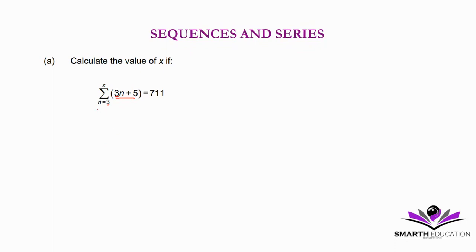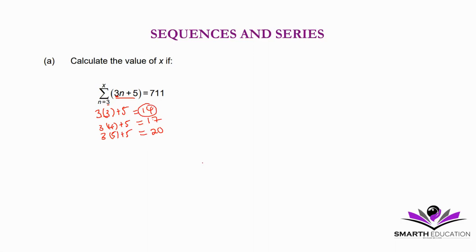Okay, let's substitute 3. So it becomes 3 times 3 plus 5, which is equal to 14. Then 3 times 4 plus 5, which is equal to 17. Then 3 times 5 plus 5, which is equal to 20. The difference is 3 there. 17 minus 14 is 3. 20 minus 17 is 3. And then our first term is going to be 14.